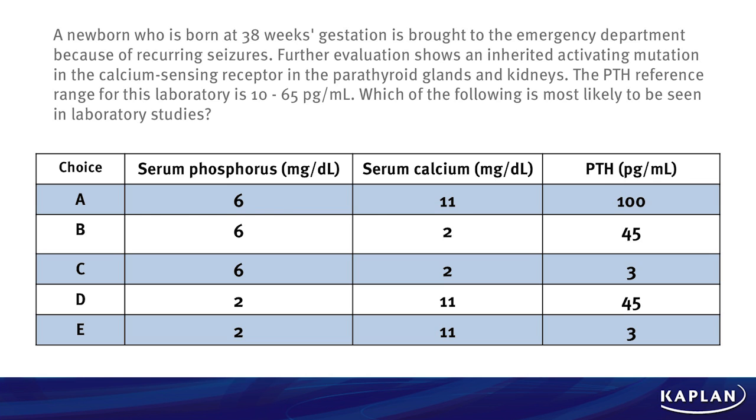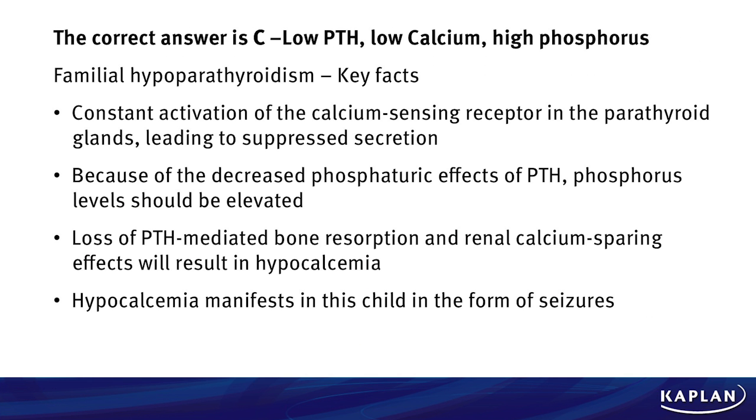The correct combination here is C, a low parathyroid hormone, a low calcium, and a high phosphorus. This patient has familial hypoparathyroidism. Let's review some of the key facts here. First, it's a constant activation of the calcium sensing receptor in the parathyroid glands, which leads to suppressed secretion.